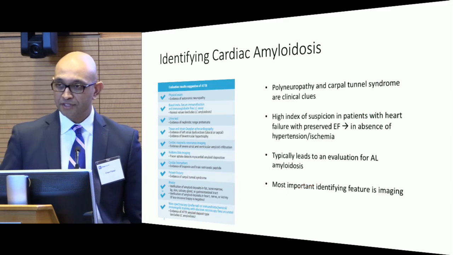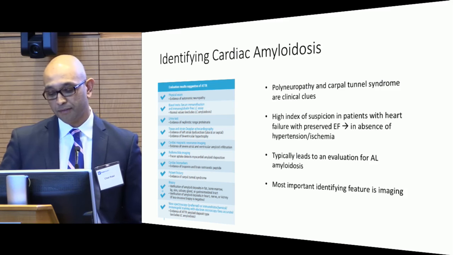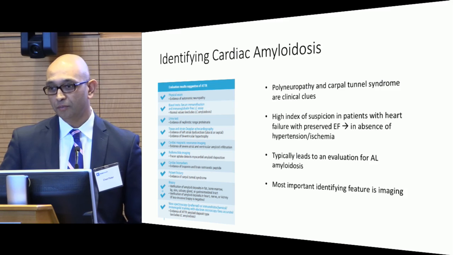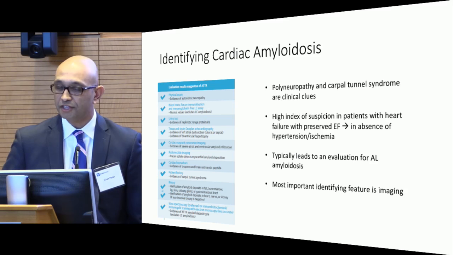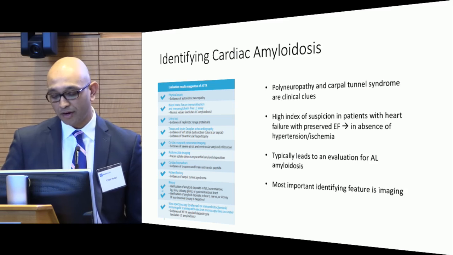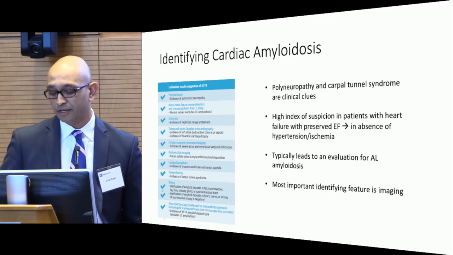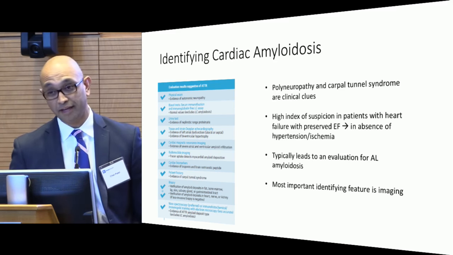Identifying cardiac amyloidosis is hard. I think all of us have seen patients who are towards the end stages with a history that suggests that it could have been identified earlier, but it is just a difficult thing to do, and you require a high index of suspicion. Some clinical clues in their history include a history of polyneuropathy and carpal tunnel syndrome, often bilateral.